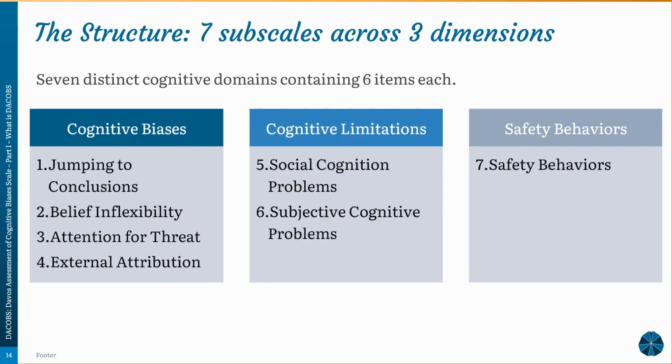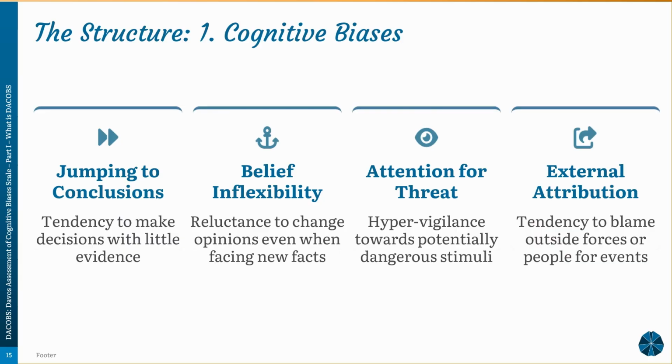Let's look at the architecture. The scale covers 3 major domains: cognitive biases, cognitive limitations, and safety behaviors. The 42 items of the scale map onto the 7 distinct subscales representing these 3 domains. Let's break down the first 4 subscales related to cognitive biases. These are the heavy hitters of cognitive distortion.